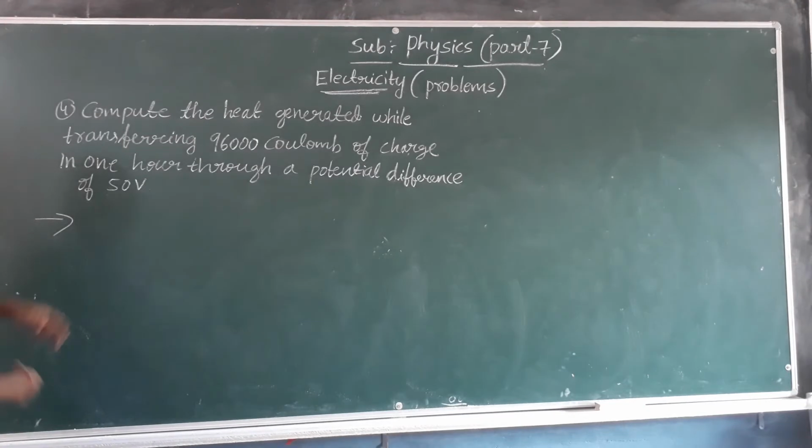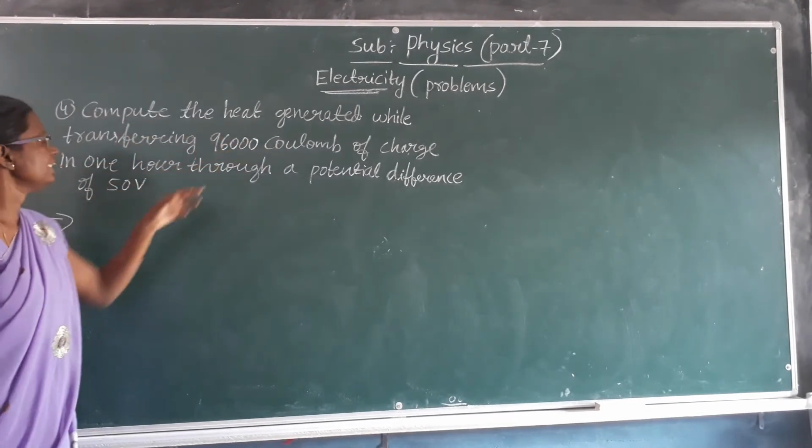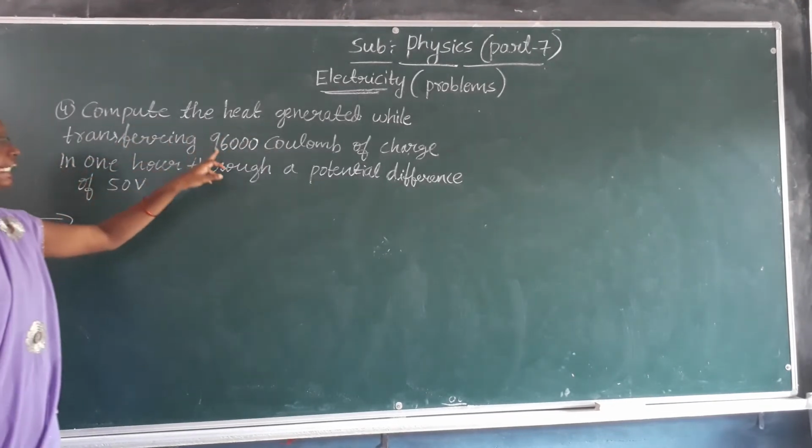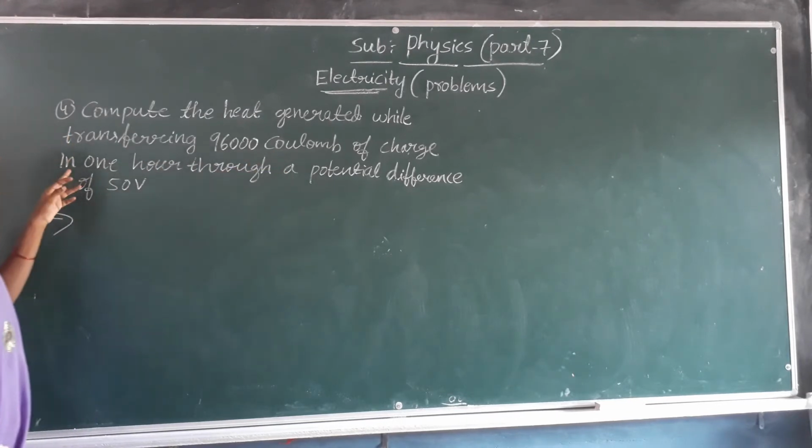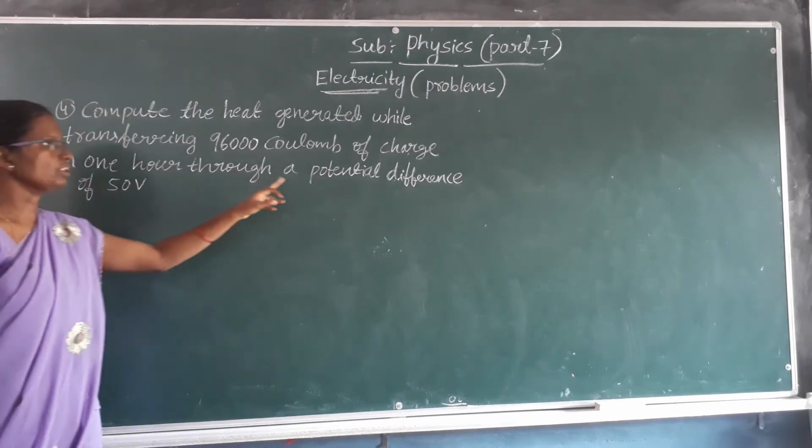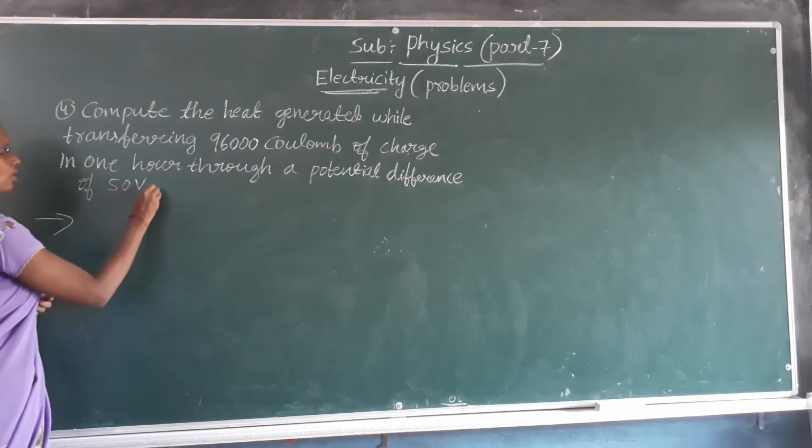Okay, next problem. Compute the heat generated while transferring 96,000 coulomb of charge in 1 hour through a potential difference of 50 volt.